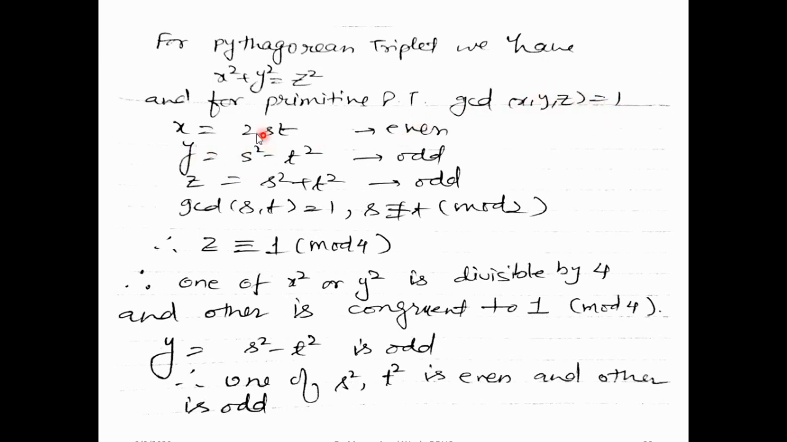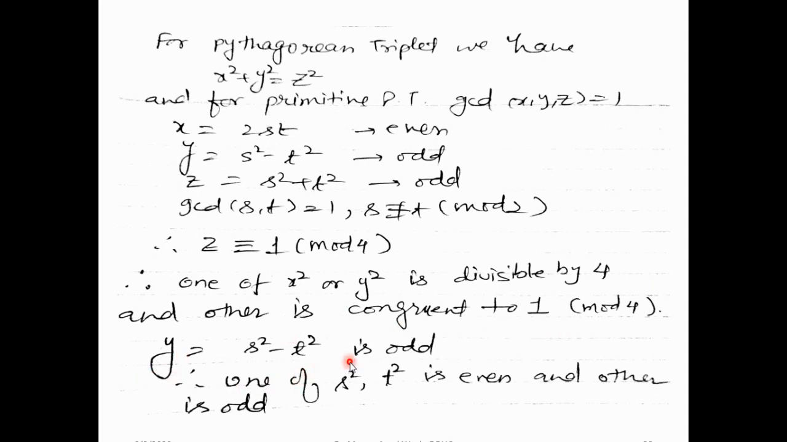So this we have proved that x is equal to 2st, y is equal to s² − t², and z is equal to s² + t². So this x is even and y, z both are odd. And s and t are relatively prime, and s and t are incongruent modulo 2. This we have already seen. So from here we get z is congruent to 1 modulo 4. Therefore one of x² or y² is divisible by 4 and the other is congruent to 1 modulo 4.